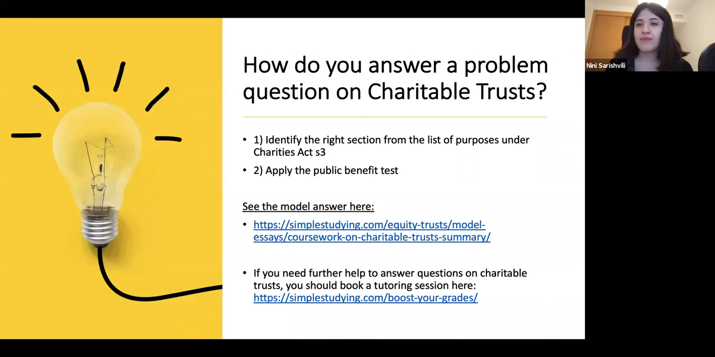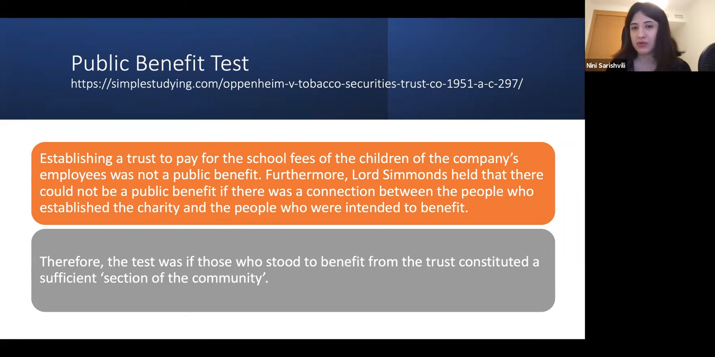How do we answer a problem question on charitable trusts? Firstly, we identify the right head from the list of purposes under Charities Act Section 3, and then we apply the public benefit test. How do we know if there is public benefit? Well, from the facts of the case, which should give you a hint whether or not sufficient members of the society benefit from this trust. Also, you need to have a look at the relevant case law. The most important case on this topic is Oppenheim versus Tobacco Securities, but there are other cases you need to look at, so make sure that you have a look at our notes on this topic.